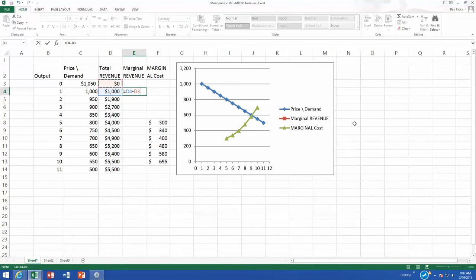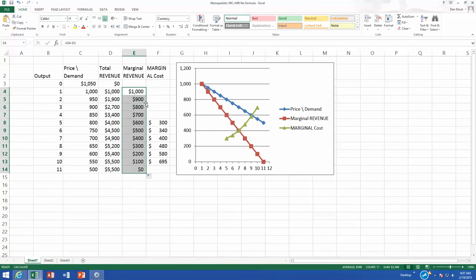Right. There's 1,000. And then for the next unit sold, next output, change in output is going to go from 1 to 2, and the difference here should be 900, right? 1,000 and 1,900. So I'm just going to copy this one down, and yeah, it works perfectly. And I can just throw the whole thing down.